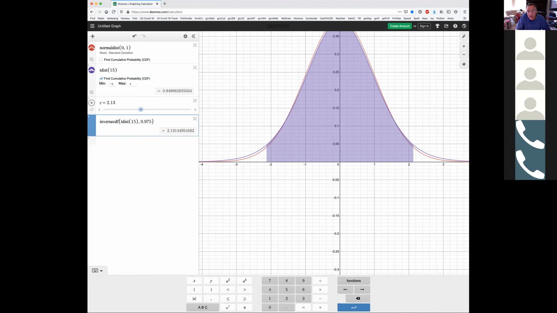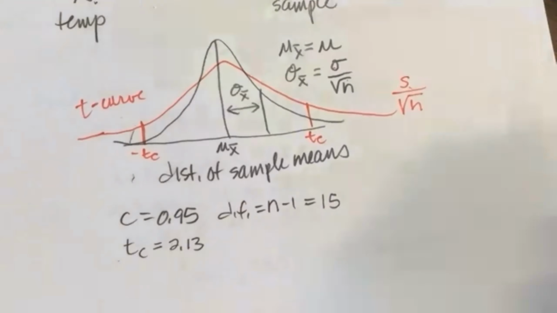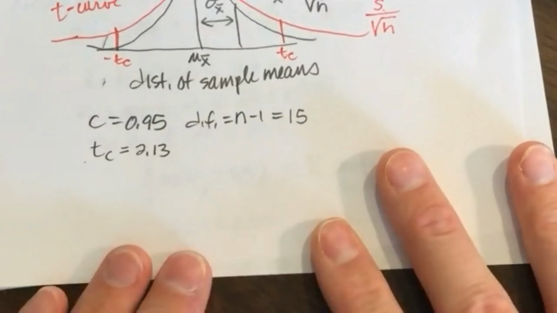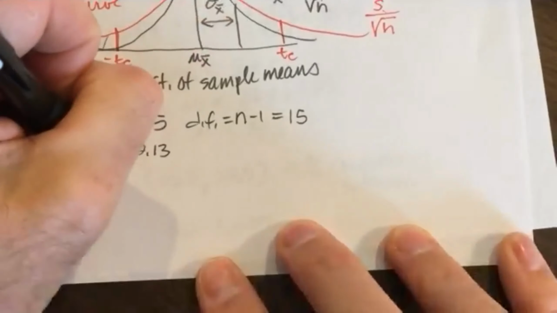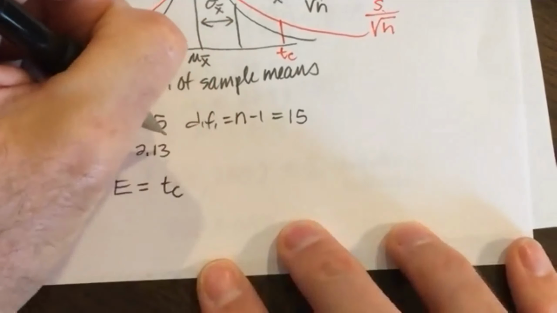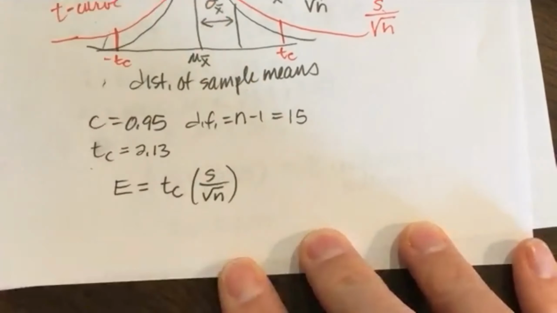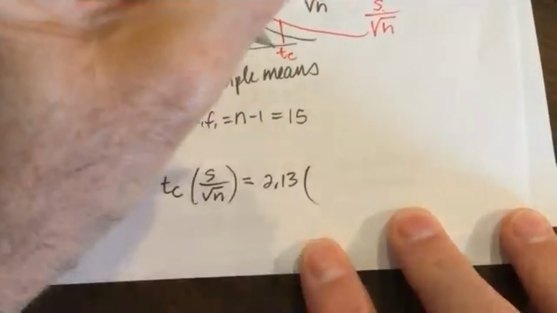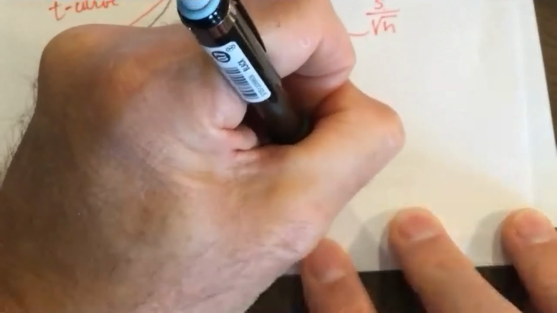Notice that what we're doing here is pretty close to the same as what we did for Z curves. The difference is that we're using this T curve instead. Okay, so we found our critical value. And now all we got to do is calculate a margin of error. So the error is going to be our critical value number of standard deviations away from the mean. In other words, it's going to be 2.13 times sigma was 10 over the square root of the sample size, which was the square root of 16.